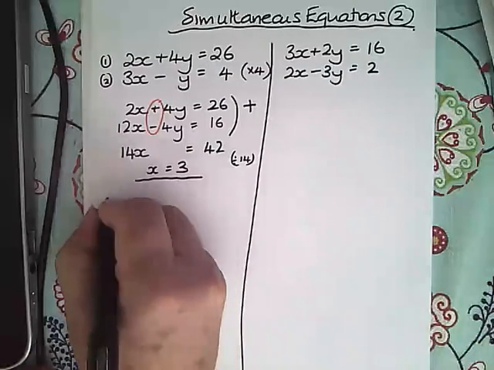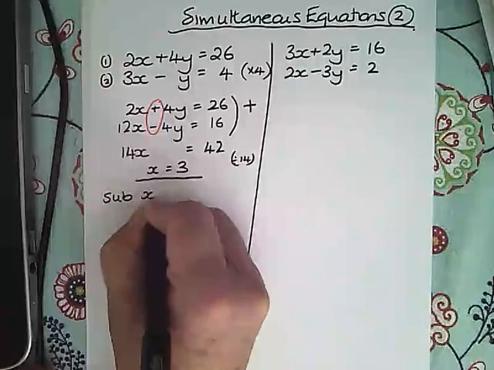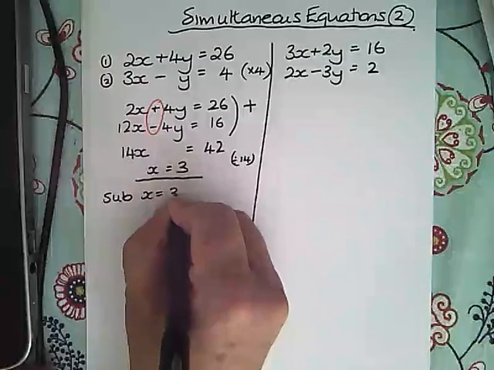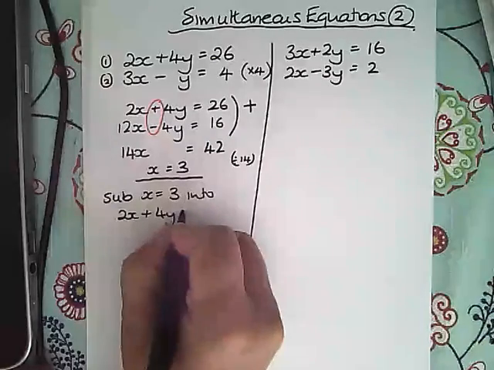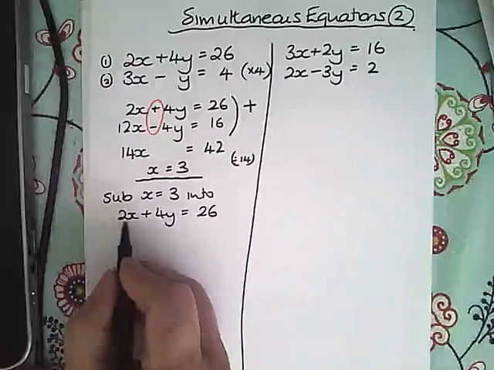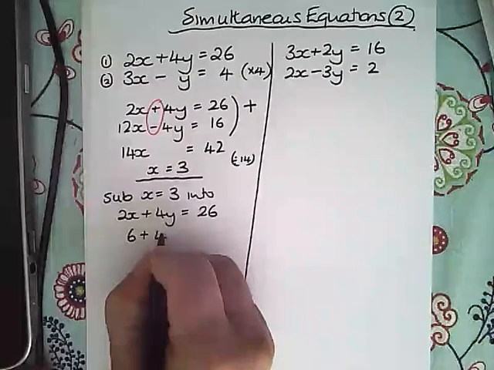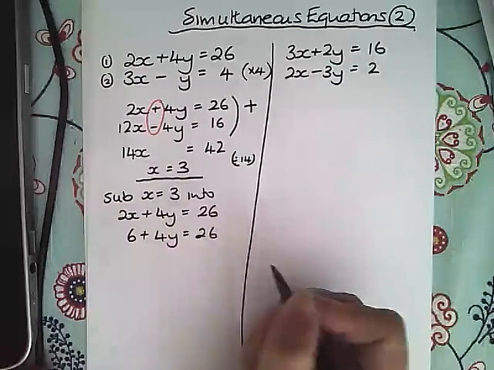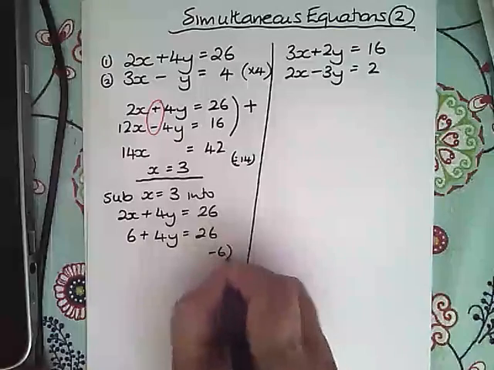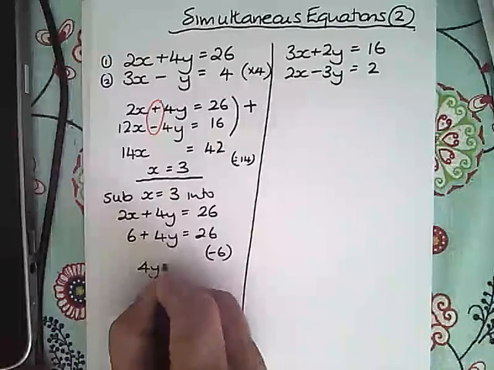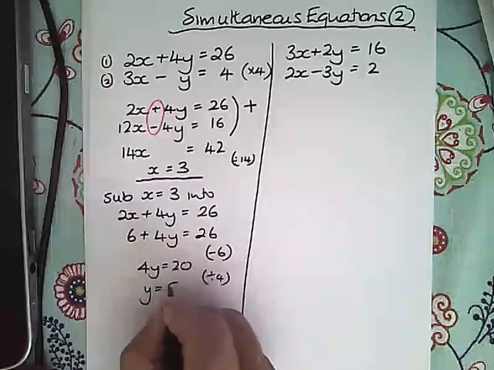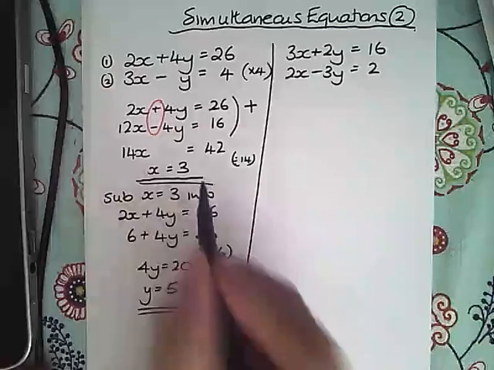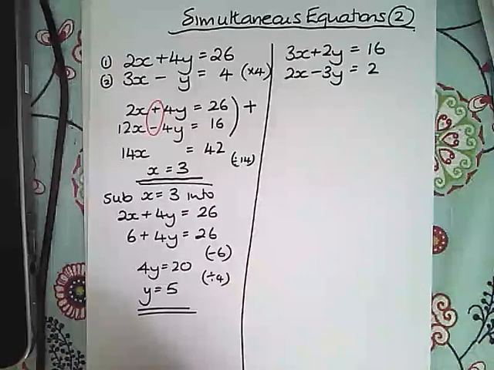Now, because of the negative sign, or the takeaway here, I'm going to substitute it into the top one. So sub x equals 3 into 2x plus 4y equals 26. 2 times 3 is 6, so 6 plus 4y equals 26. Solving for y now, we subtract 6 from both sides, so 4y is equal to 20. Divide by 4, y is equal to 5. So those are our two values for the simultaneous equation. Remember, if we plotted them graphically, that would be the coordinates of the crossing point.